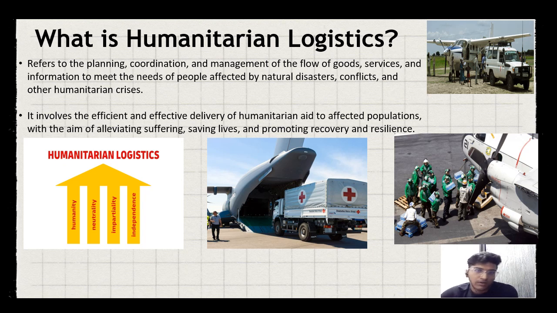So I'm going to first define what humanitarian logistics is. It refers to the planning, coordination and management of the flow of goods, services and information to meet the needs of people affected by natural disasters, conflicts and other humanitarian crises. It involves the efficient and effective delivery of humanitarian aid to affected populations, with the aim of alleviating suffering, saving lives, and promoting recovery and resilience.